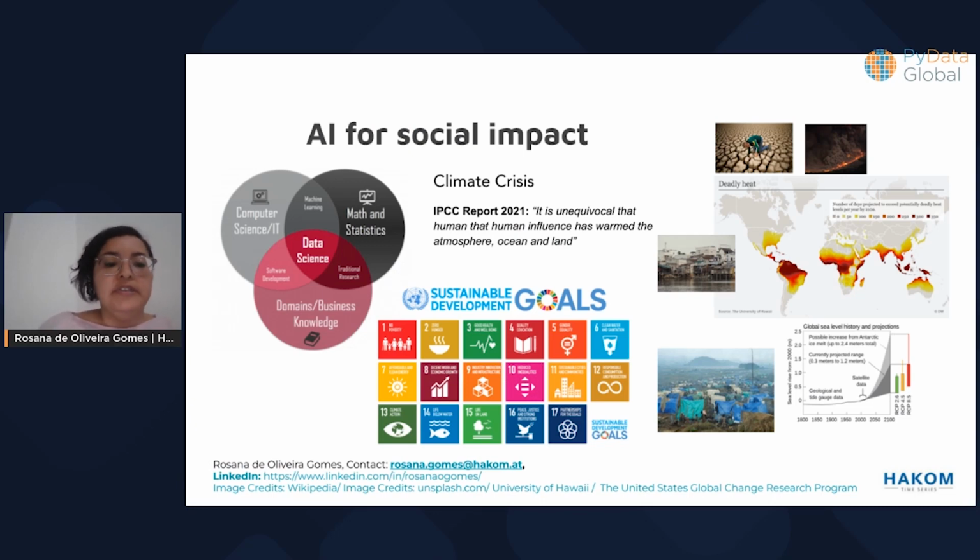So I like to think that the problem of the energy sector is very closely related to AI for social impact, because when we deal with a time series in the energy sector, we are basically dealing with topic number 7 of the Sustainable Development Goals, that is to create more affordable and sustainable energy for all.